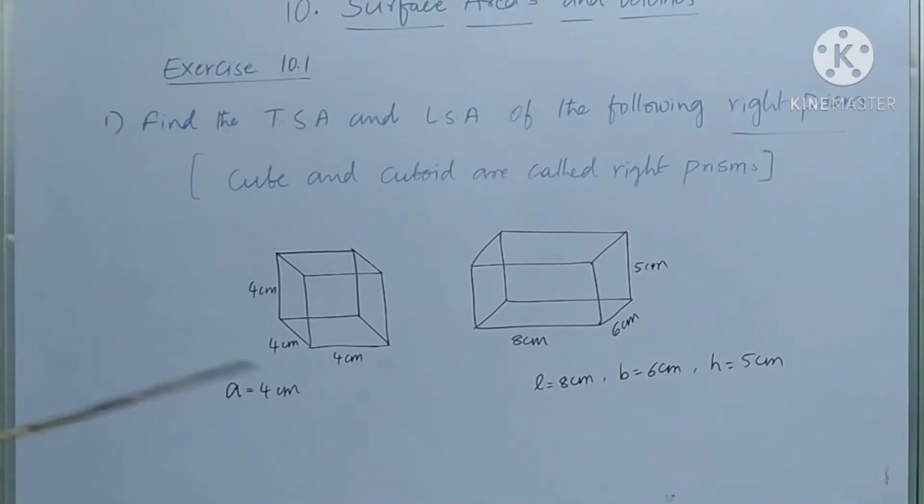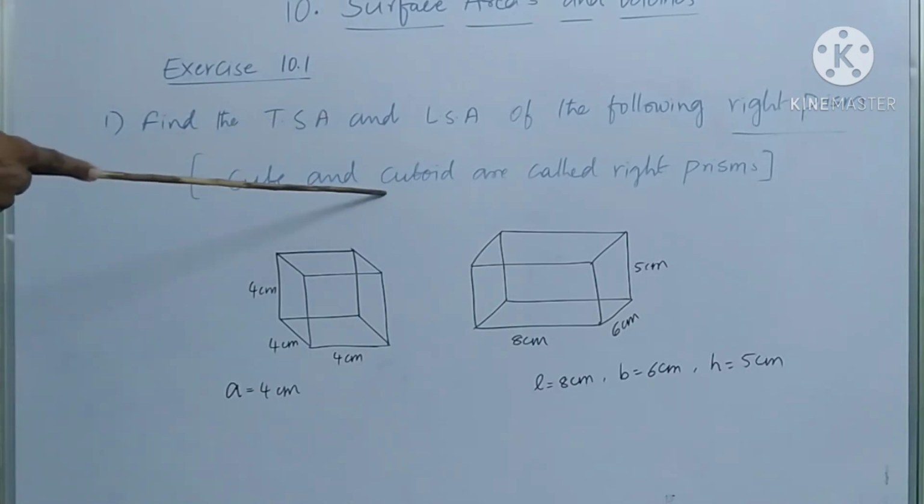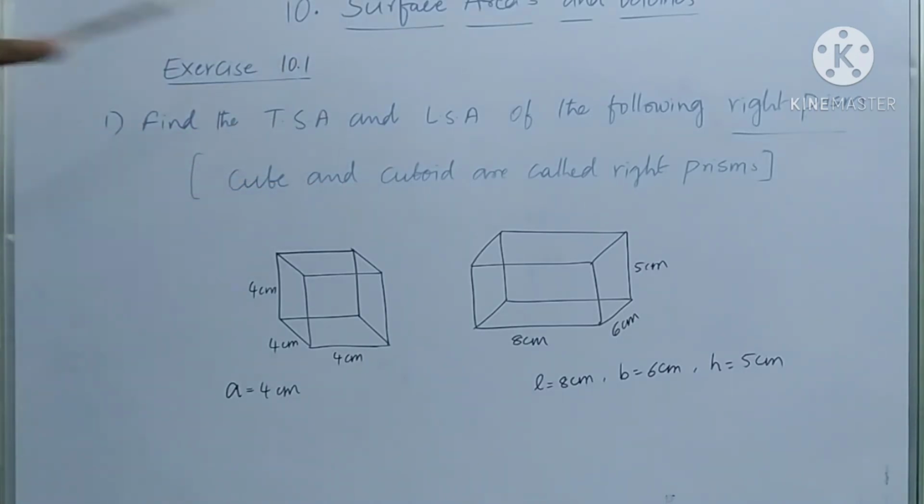Here, cube and cuboid are also called right prisms. Here cube dimensions are 4 centimeters, 4 centimeters, 4 centimeters. In a cube all sides are equal, so length, breadth and height are also equal. Here a is equal to 4 centimeters.